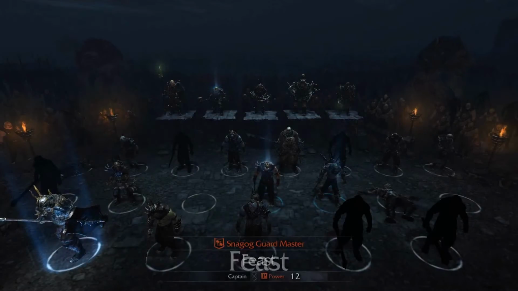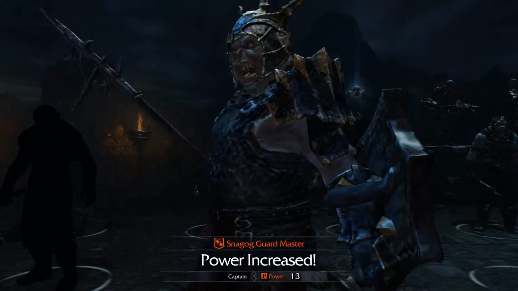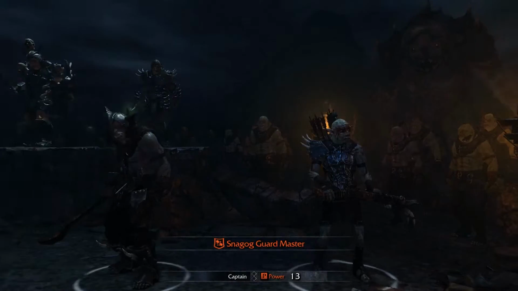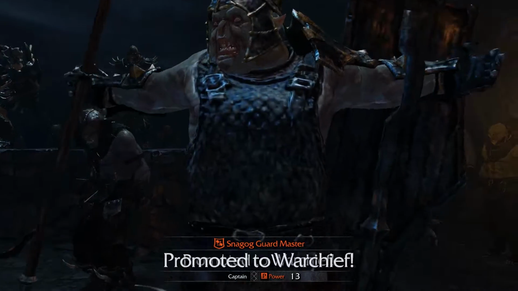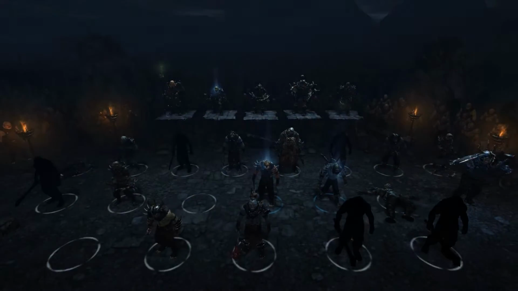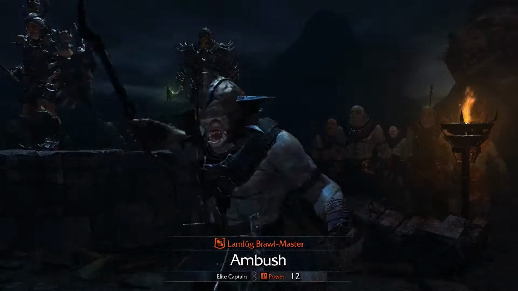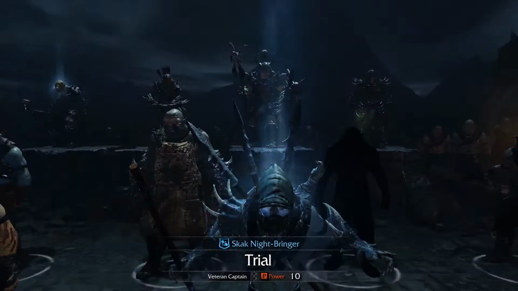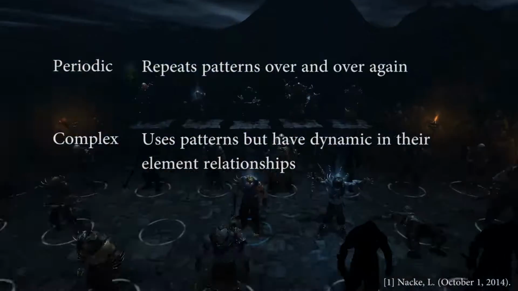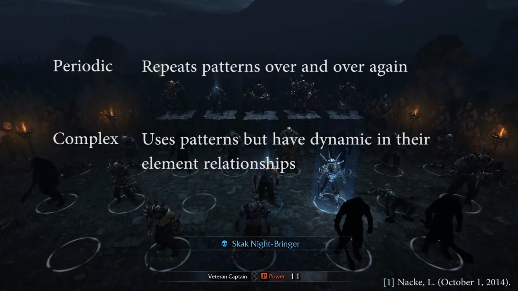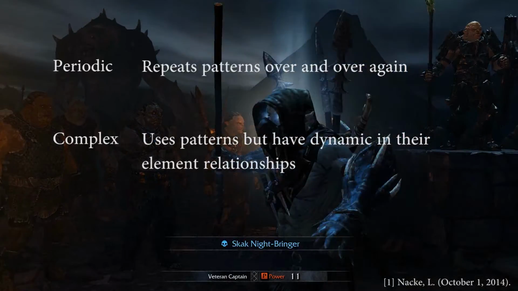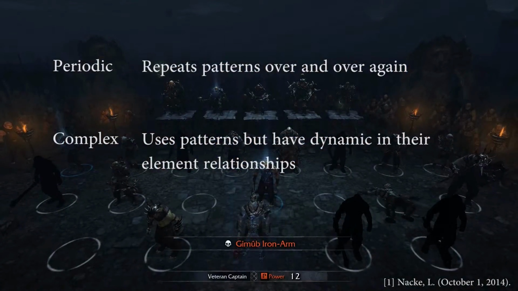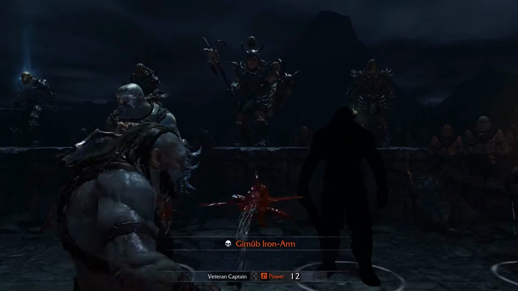Forget about that. Let's go back for a minute. My target of vengeance was created in the Nemesis system, a hierarchy of randomly generated villains that you can manipulate in various ways. The definition of a system is a group of interacting elements or component parts that form a complex whole. The Nemesis system will be classed as a complex system, a more advanced version of a periodic system, because it uses similar patterns but is more dynamic in the relationship between objects.